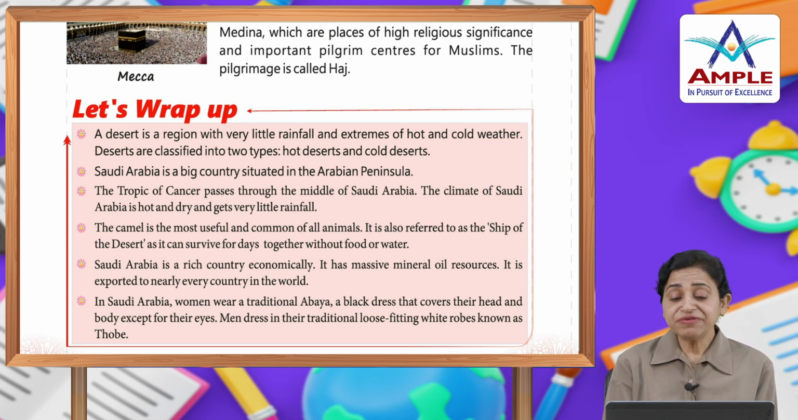In Saudi Arabia, women wear a traditional abaya, a black dress that covers their head and body except for their eyes. Men dress in their traditional loose-fitting white robes known as thob.